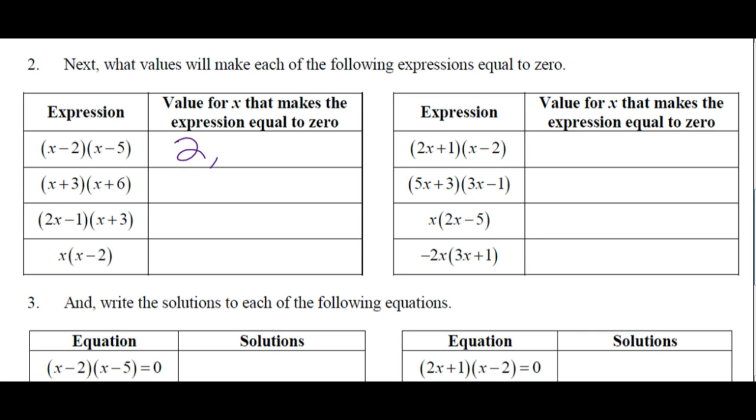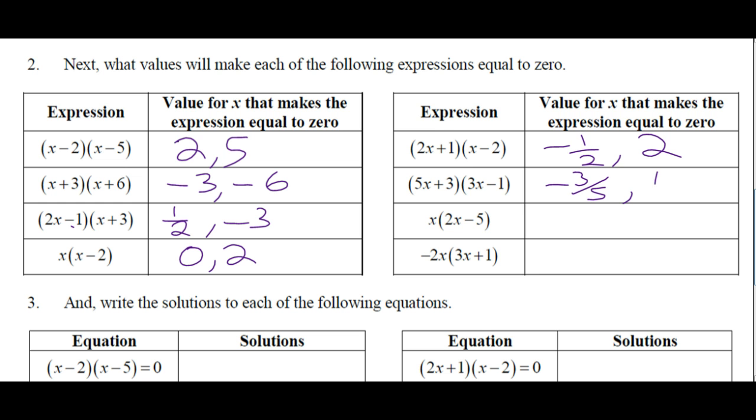2 and 5. Okay, what are they for this guy? These two. -3 and -6. This one: 1/2, -3. Okay, fill in the rest. 0 and 2, -1/2 and 2, -3/5 and 1/3, 0 and 5/2, and 0 and -1/3.